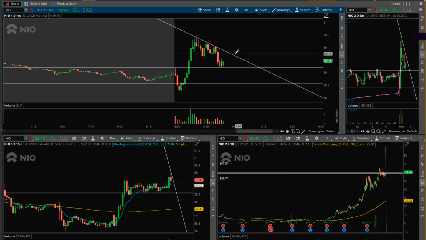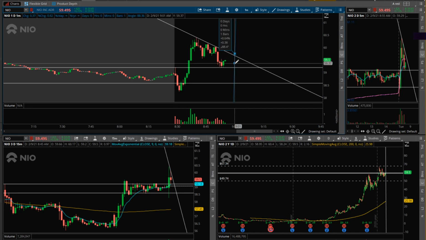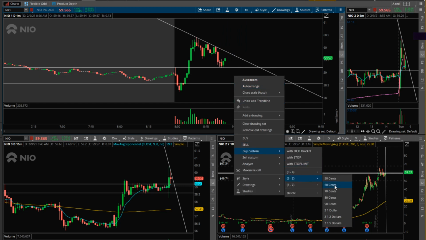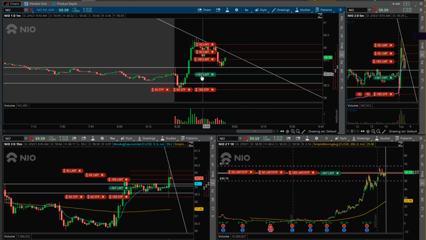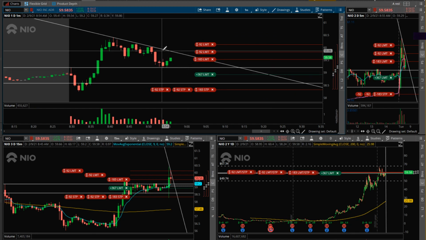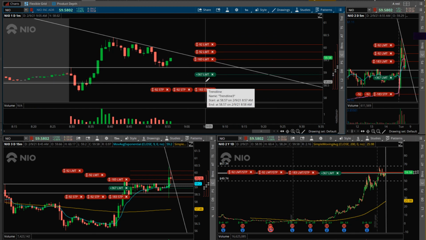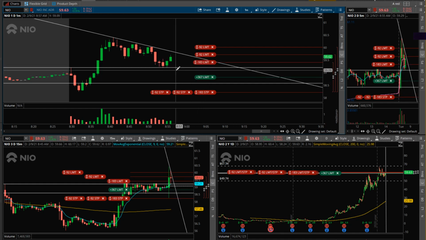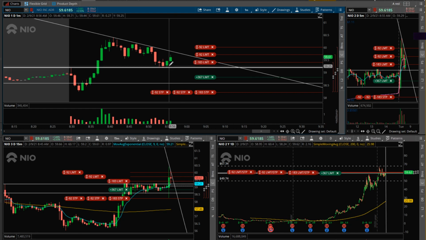Now, if it does break, I want to make sure that I keep my orders ready. So I'm figuring out how much the resistance-to-support distance is. It's about 60 cents. So I'm just going to create an order for my 60 cents. Right now I'm risking about 220 bucks per trade, and it's automatically calculated. By the way, if you want to know more about how I do this, I'll post a video or a link above here somewhere at the end. Now notice I have my orders ready, but I haven't bought it yet. It's right below it, because my limit price is here, so it hasn't bought yet.